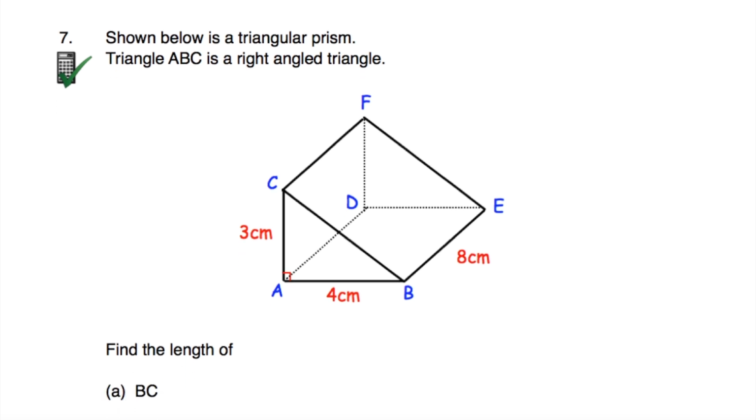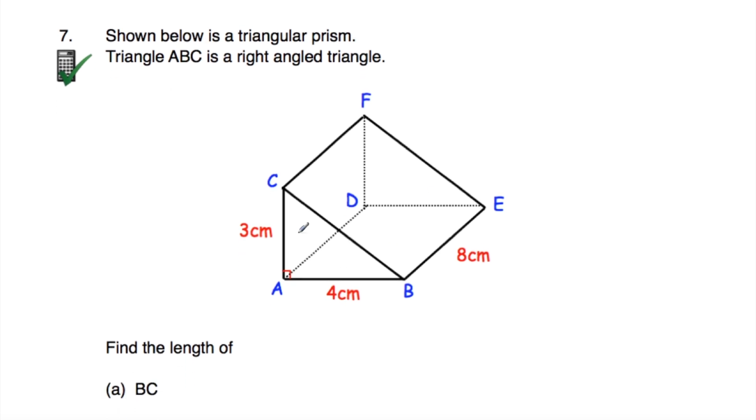Okay, so question number 7. So question number 7 says, shown below is a triangular prism. So it's not always cubes and cuboids that you use in 3D Pythagoras in. It may be, in this case, a triangular prism. And we're told that triangle ABC is a right angle triangle. So you can see that's a right angle there. That's ABC.